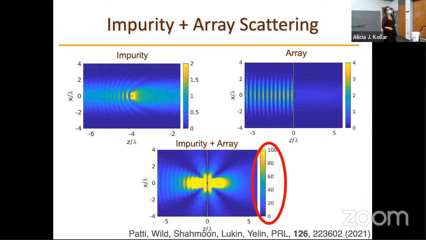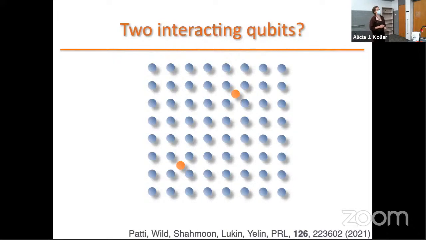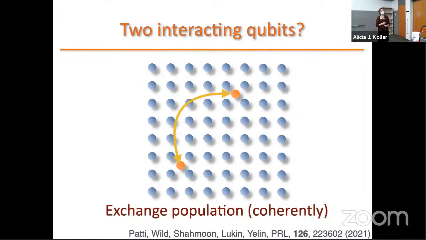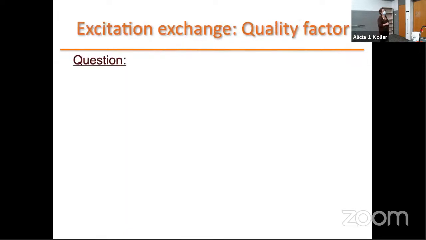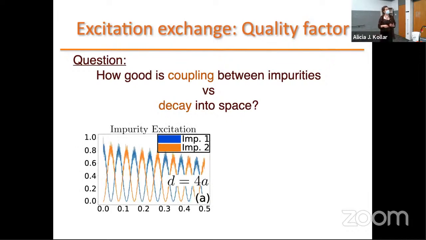So I'm not going any further into that, because the next thing is, if we can do that with a single atom, we can probably use that to let two atoms talk to each other. So we set both of them as impurities on the array, and we look at what happens between them. The first question here is really, how can they coherently exchange population with each other? And here we have defined a quality factor, which is basically the comparison between the coupling between the impurities versus the decay into space. If you try that for the first time, that's roughly what you get. You have the two impurities and their populations, and you see that they oscillate between each other if you don't do anything else.